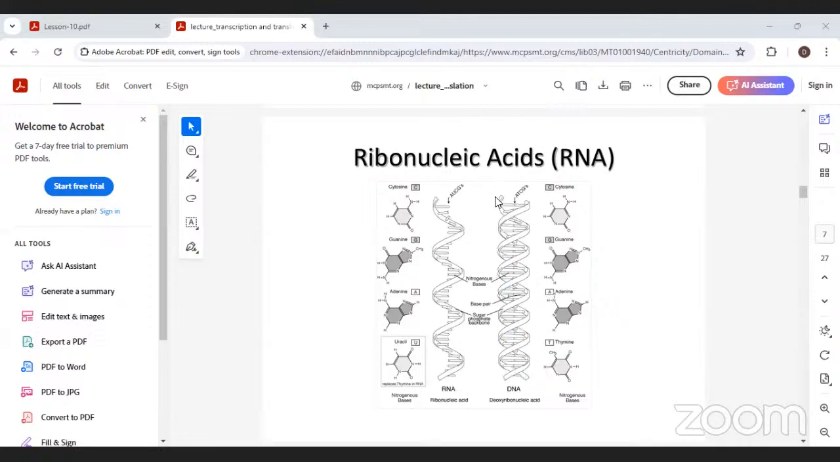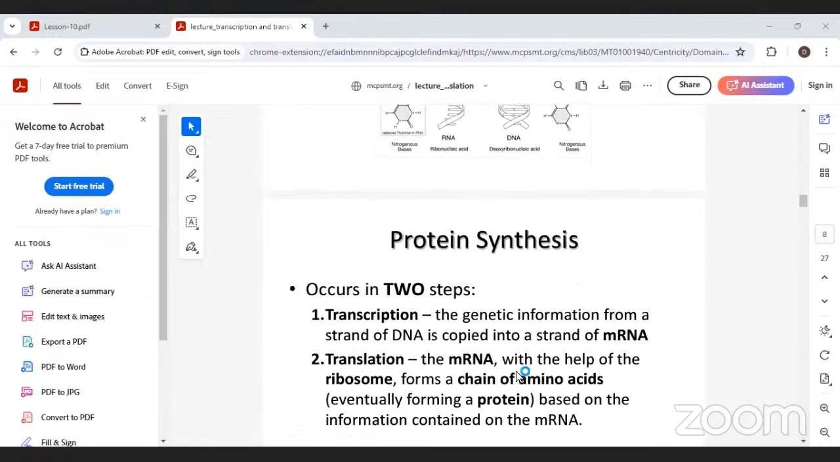DNA, deoxyribonucleic acid, is double stranded. In the place of uracil, you can observe thymine is present. Okay, got it? The RNA and DNA difference. RNA is a single strand with the nucleic acid bases guanine, cytosine, uracil, adenine, and here uracil is present. But in DNA, thymine is present. Okay, this is the structure.